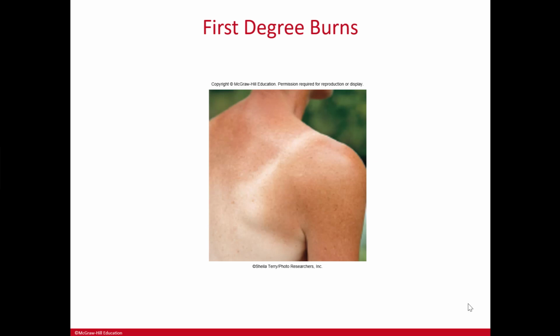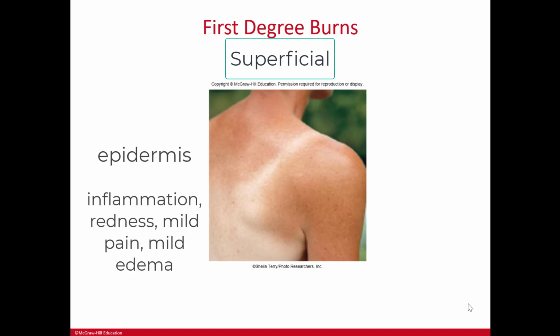So first degree burns, we really refer to them now as superficial burns. What you're seeing in this picture is a first degree burn or a superficial burn. This type of burn involves only the outermost layer of skin, so only the epidermis is involved. It produces inflammation, redness, pain, and maybe some slight swelling or edema. Remember, edema means swelling. These burns heal pretty quickly, usually only in a few days, and they don't leave any scars. So something like prolonged exposure to the sun or a short exposure to a hot surface will cause a superficial burn.